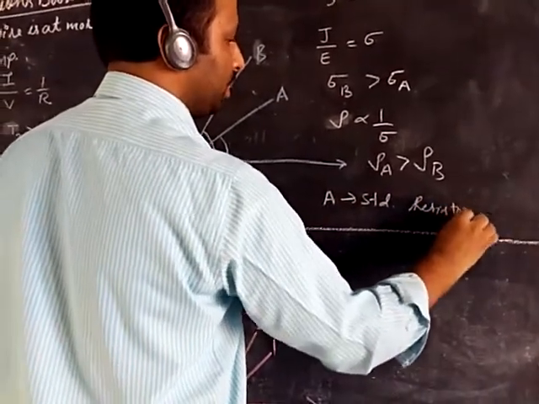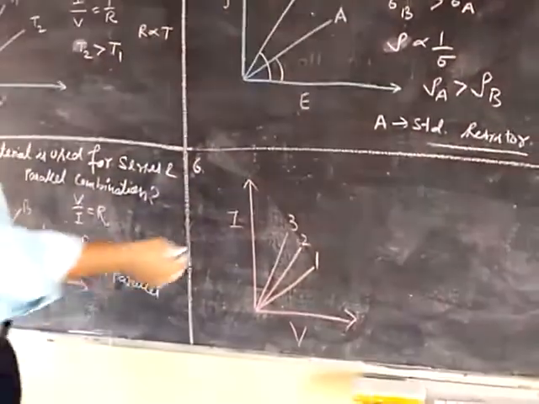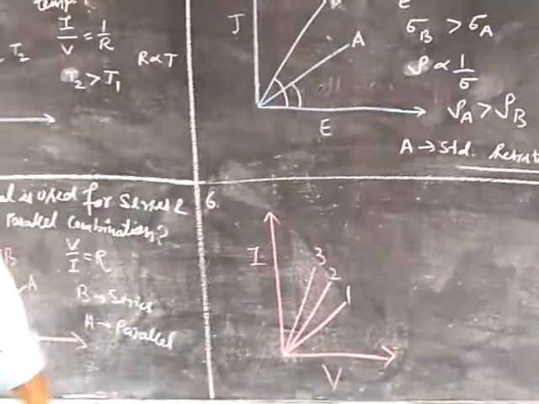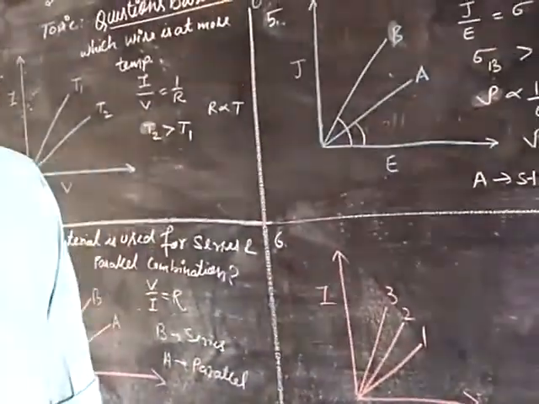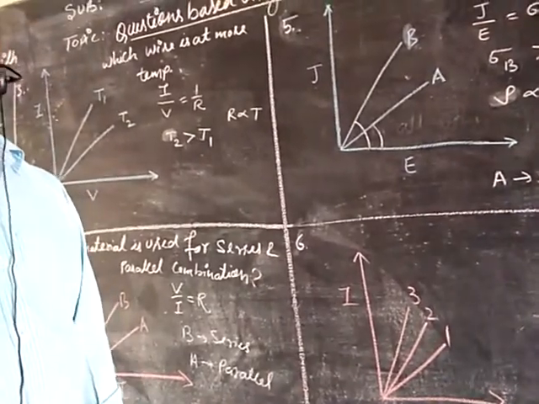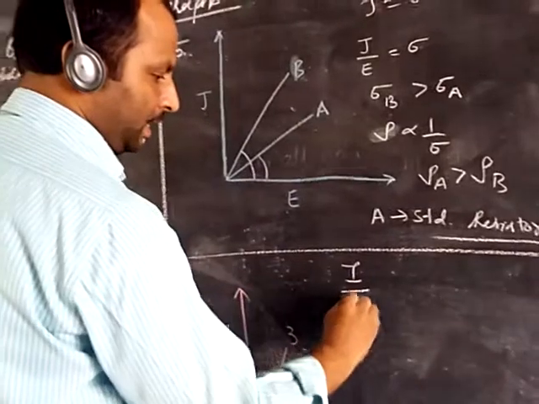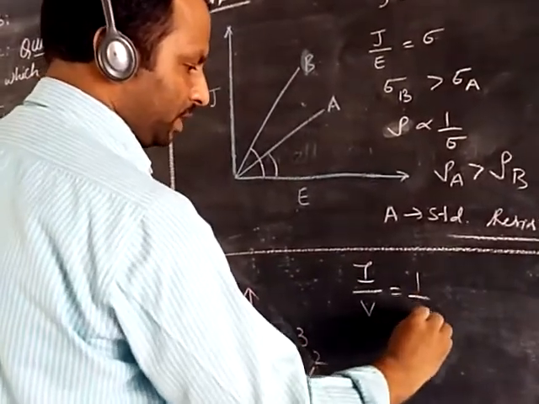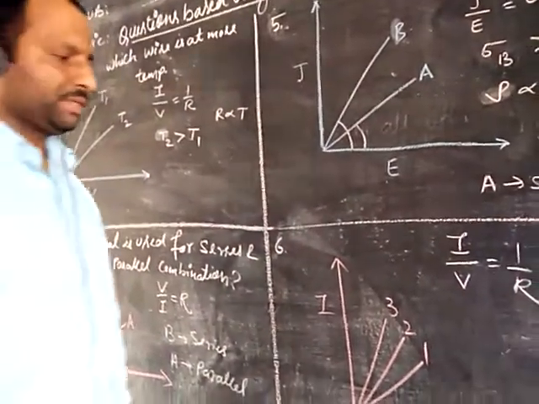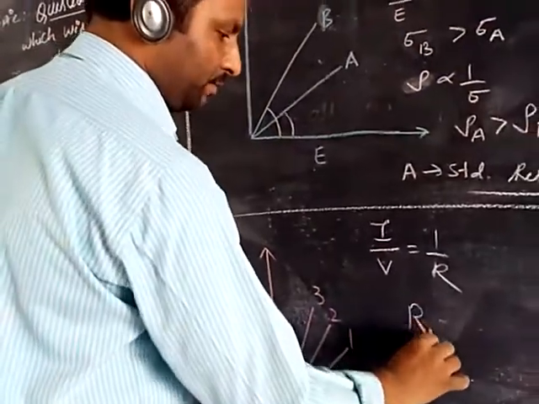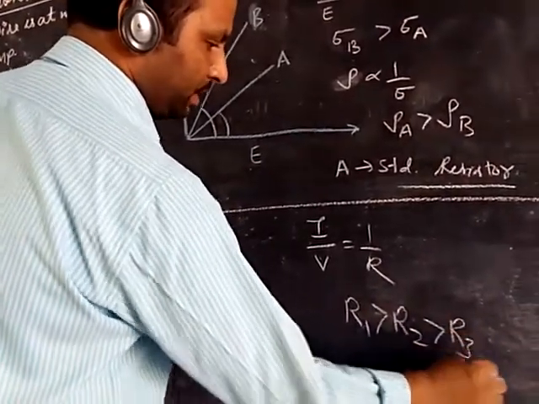So questions can be framed in many ways. Now the next question is, again the graph is plotted between I and V and three wires are given, 1, 2 and 3. We have to arrange them in decreasing order of resistance. Again we know that I upon V represents 1 upon R. So which has the lesser slope will have more resistance. So resistance of wire 1 is greater than resistance of wire 2, which is greater than resistance of wire 3.